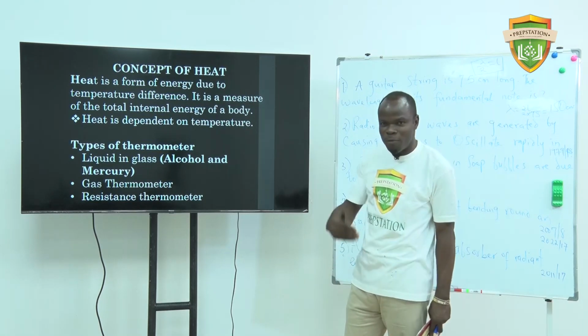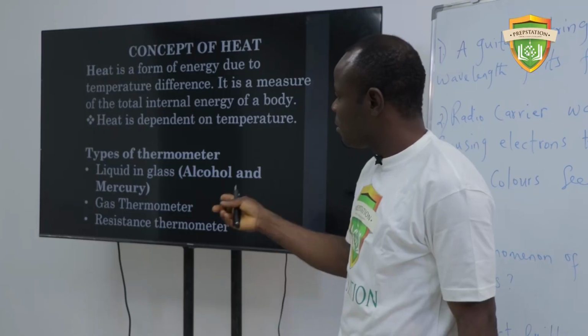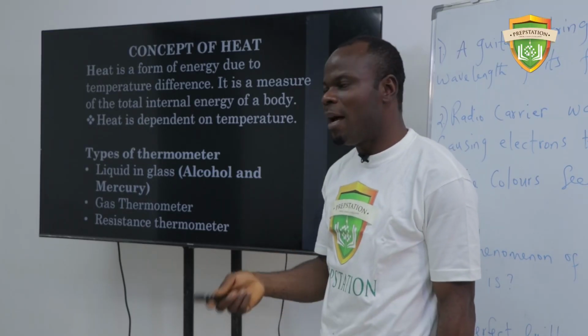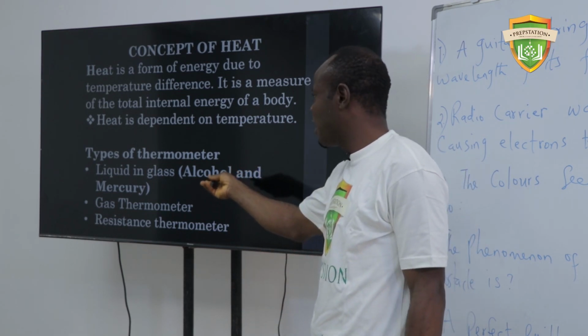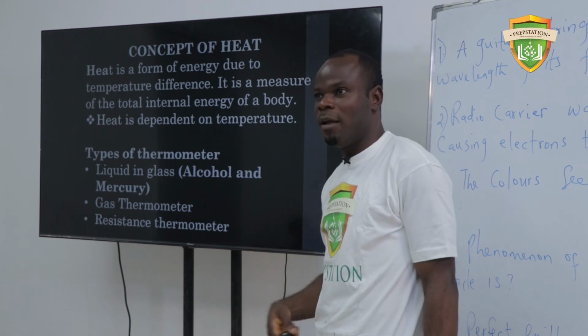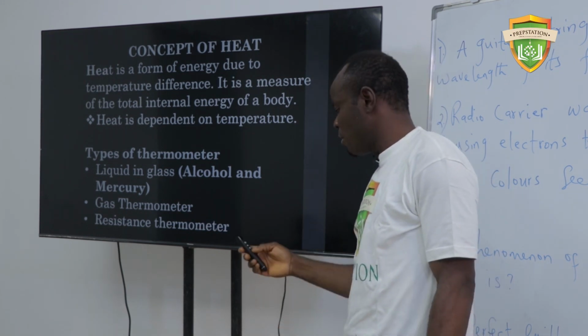So which one do we prefer to the other and why? Those questions will always flow from there. So the next one is gas thermometer. It uses gas. This one uses liquid. That's why we are taking alcohol and mercury as our case study. And then the resistance thermometer uses resistance.